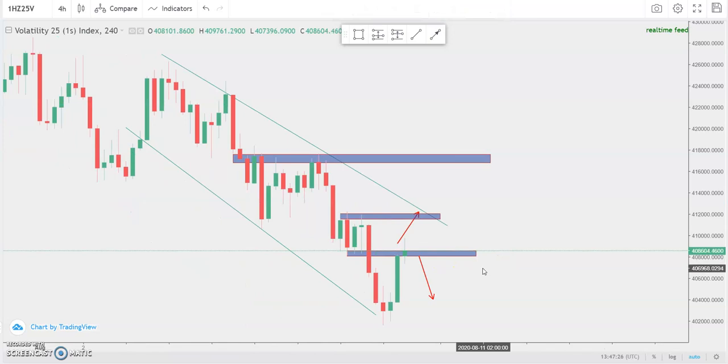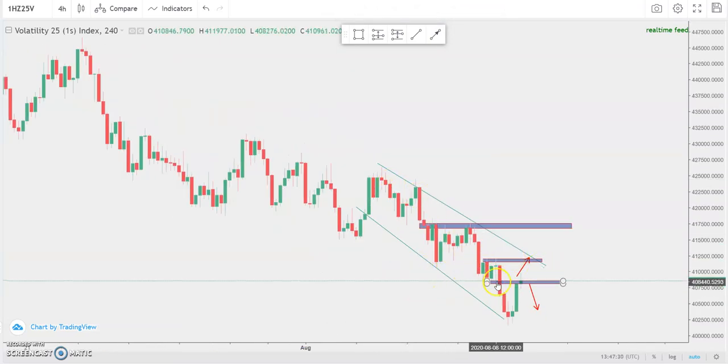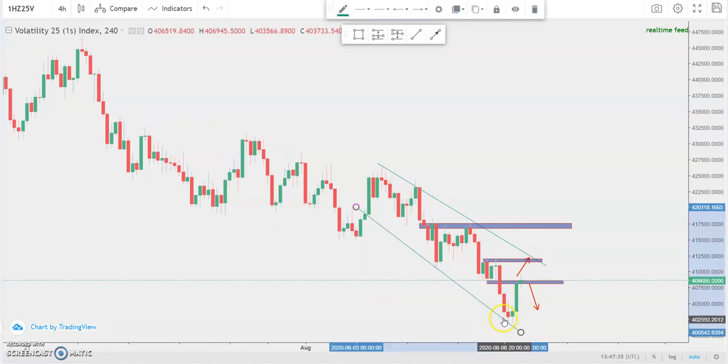V25 1S. As you can see, there's a proper channel that price has been following. We're coming from this bottom trend line that has been tested quite a number of times. So I'm expecting this top trend line to be respected as well, right? Okay, let's go on to V25.